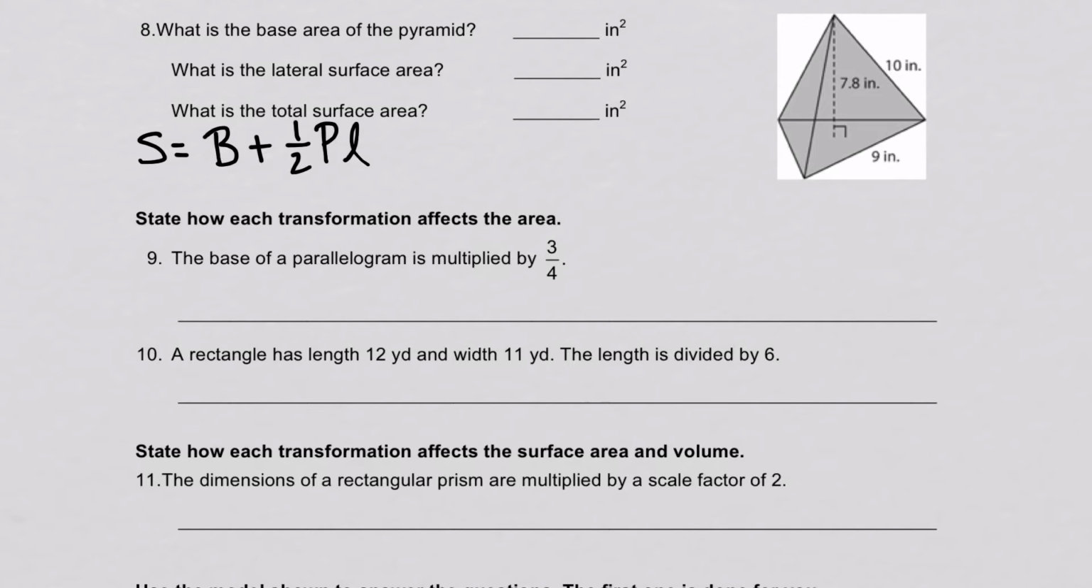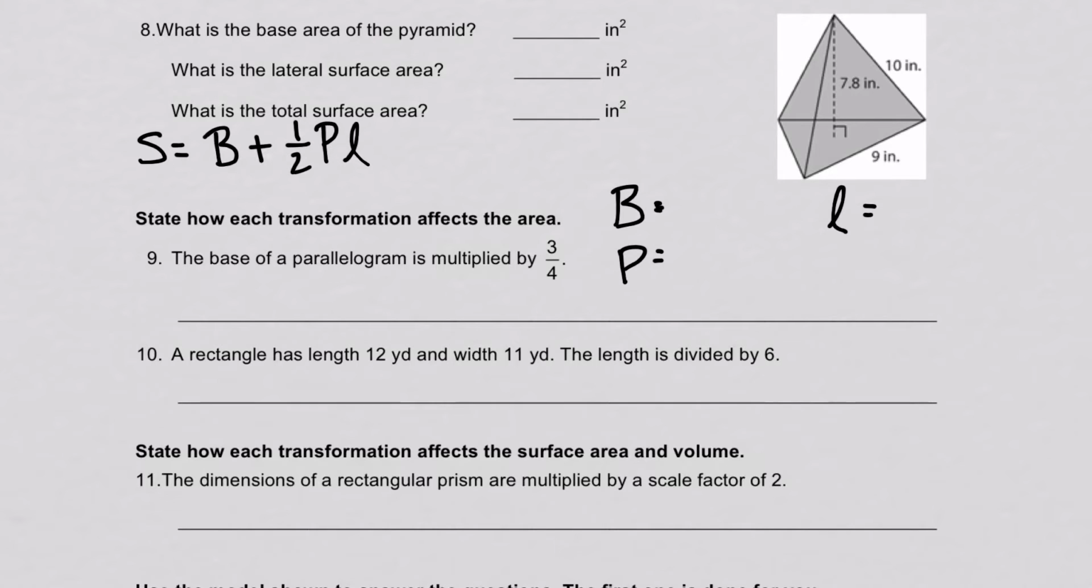So in this case, I need to figure out what B is, and I need to figure out what P is, and I need to figure out what L is. There's 3 things I need to figure out so that I could plug them into my formula. Okay. B is the area of the base. In this case, the base is a triangle, so I need to figure out the area of that triangle. Now, in order to complete this surface area, I need to find the area of the base, the perimeter of the base, and the slant height.